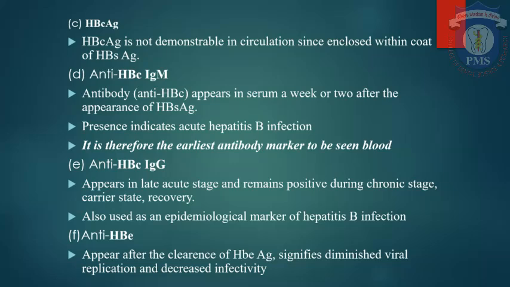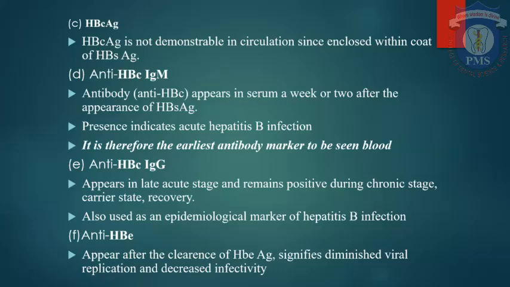Next, we are going to detect the antibody markers, and the first antibody marker is anti-HBc IgM. This antibody marker appears in serum a week or two after the appearance of HBs antigen. Its presence indicates acute hepatitis B infection. So, anti-HBc IgM is the earliest antibody marker to be seen in blood.